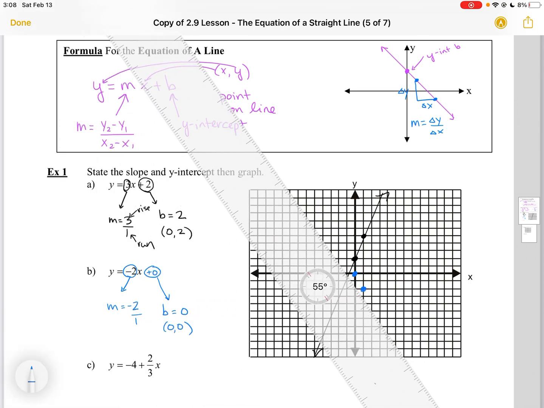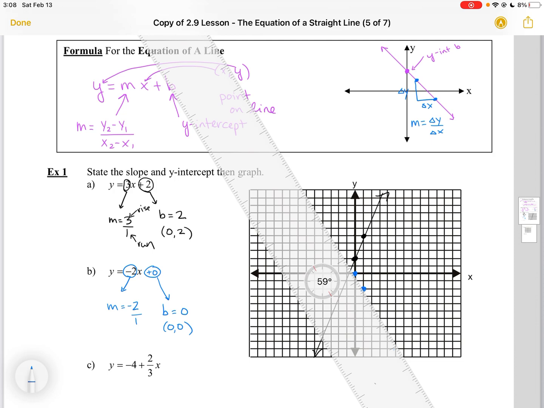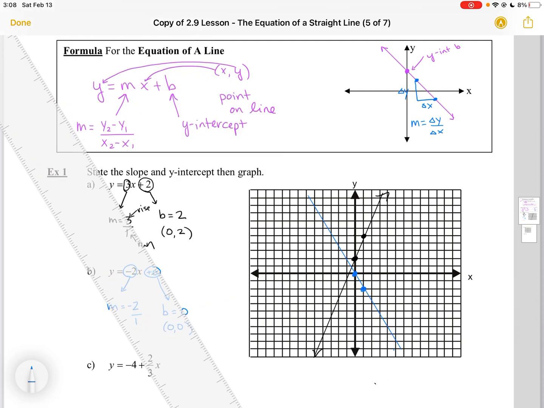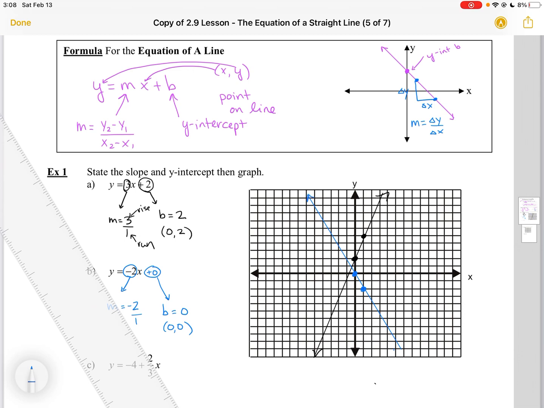Now I've got 2 points on my line. I can use my ruler, draw my line across the graph, add arrows on the end to show that I've now graphed my line.